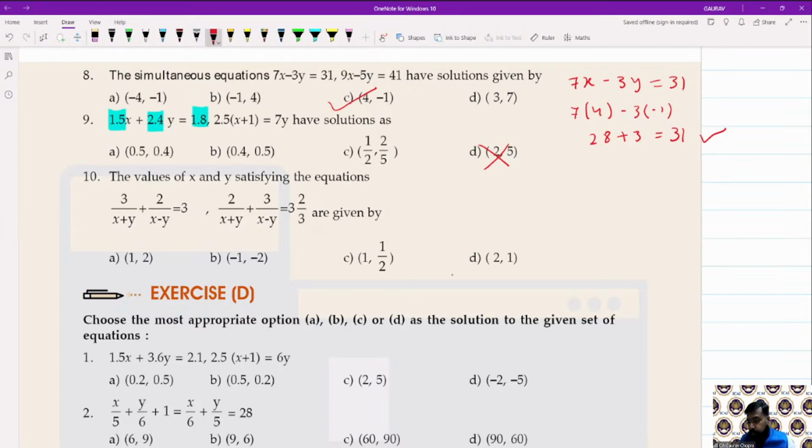So let's see who all have given the answer. Sadhana says B, Tamanna, Kashish, B, then Hema also B, Nikita, Vandana, Aishwarya B, Shruti, Trisha B. Great. So everybody has given the answer B. So option number B is correct. So 1.5 into 0.4 plus 2.4 into 0.5. So how much are we getting? 0.6 and then 1.2. So total is 1.8. So yes, option number B is satisfying the equations.